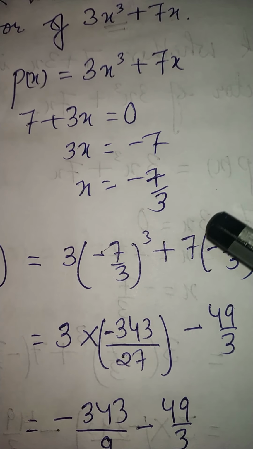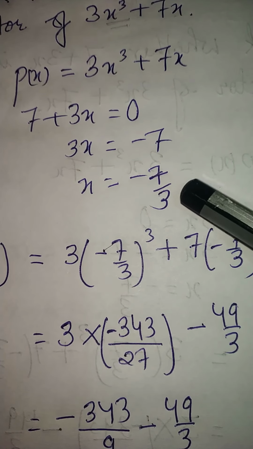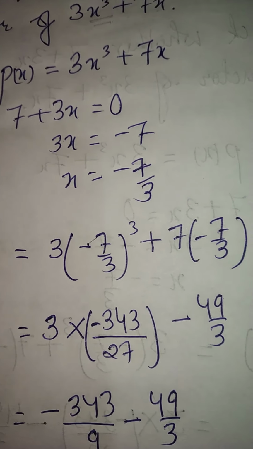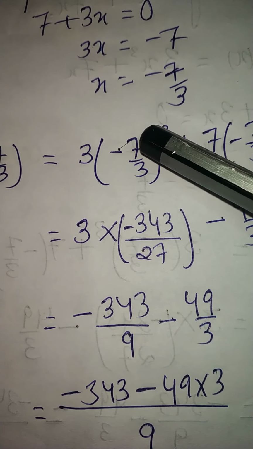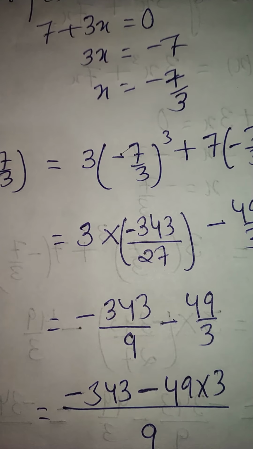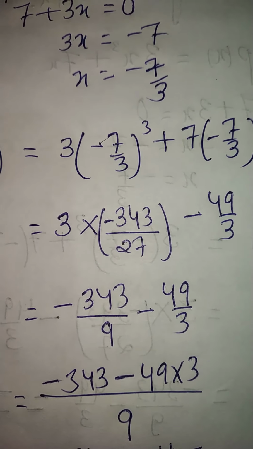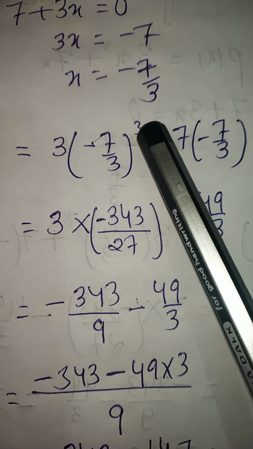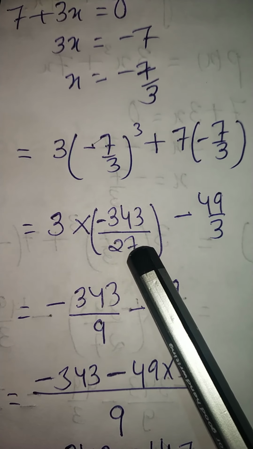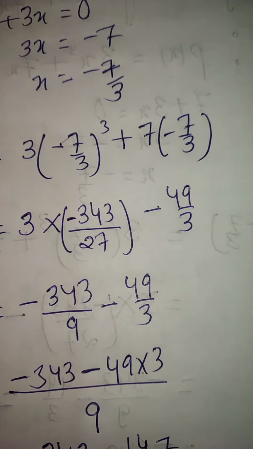Plus 7, it's already there, so write it first. Then x, in place of x, minus 7 by 3. So this is minus 7 by 3. Now let's solve it. This is 3. Cube means 3 times. 7 multiplied by 7 multiplied by 7 is 343. Okay. So minus, minus, plus, plus, minus is minus, by 3 to the power 3 means 27. Plus minus minus, 7 sevens are 49 divided by 3.